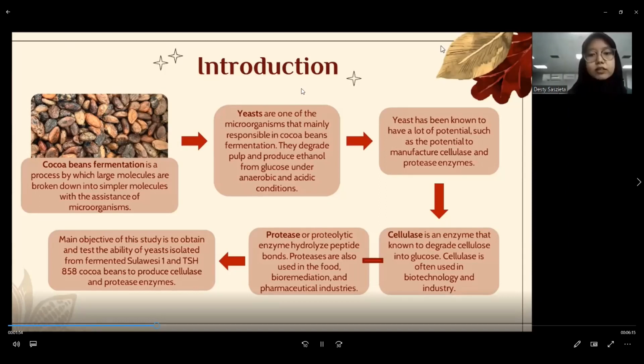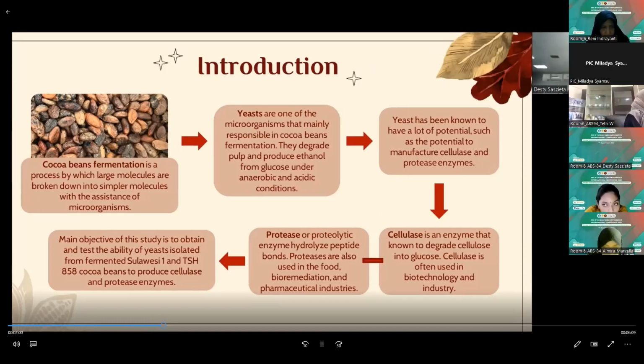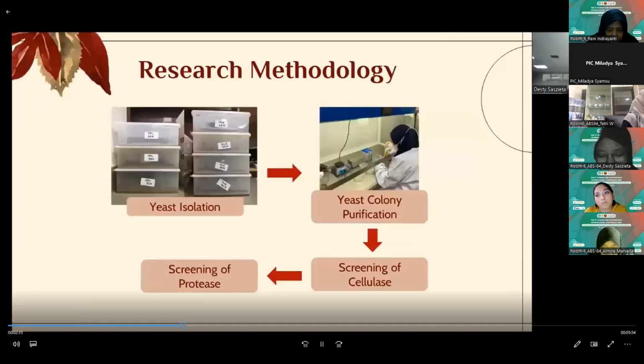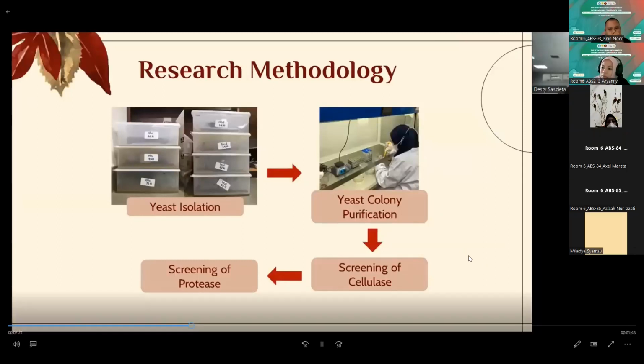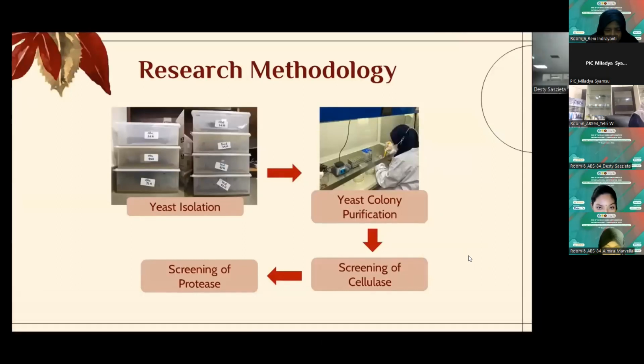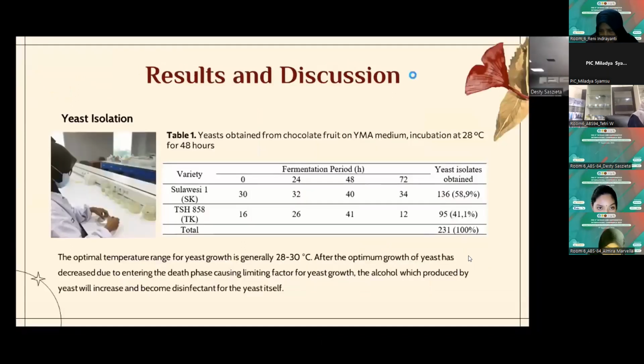The main objective of this study is to obtain and test the ability of yeast isolates from fermented Sulawesi 1 and TSH 858 cocoa beans to produce cellulase and protease enzyme. And this is our research methodology: first yeast isolation, and then yeast colony purification, screening of cellulase, and screening of protease. Result and discussion. First, yeast isolation.